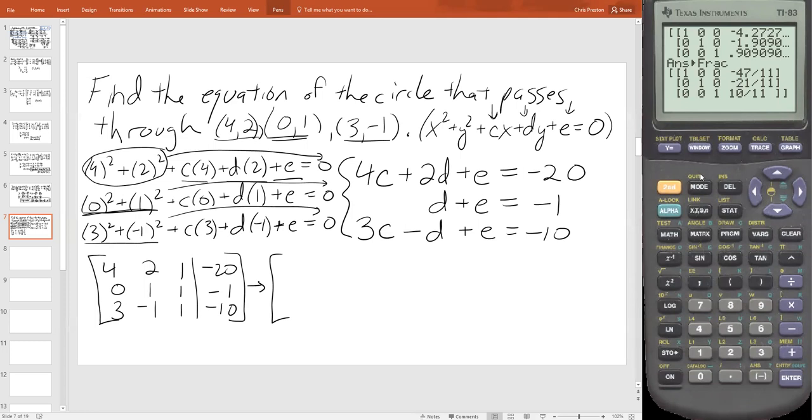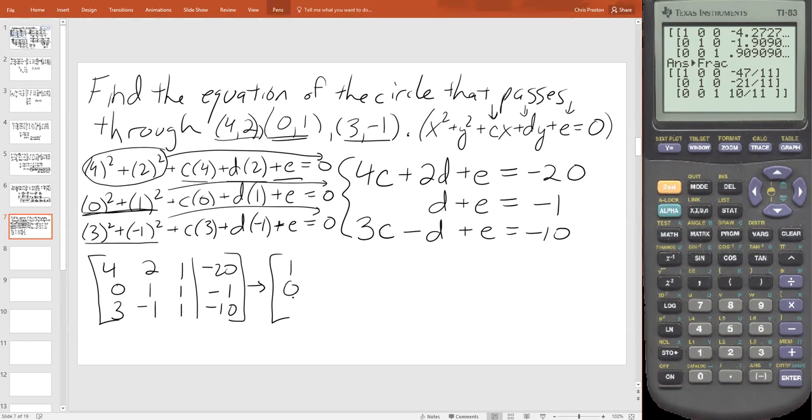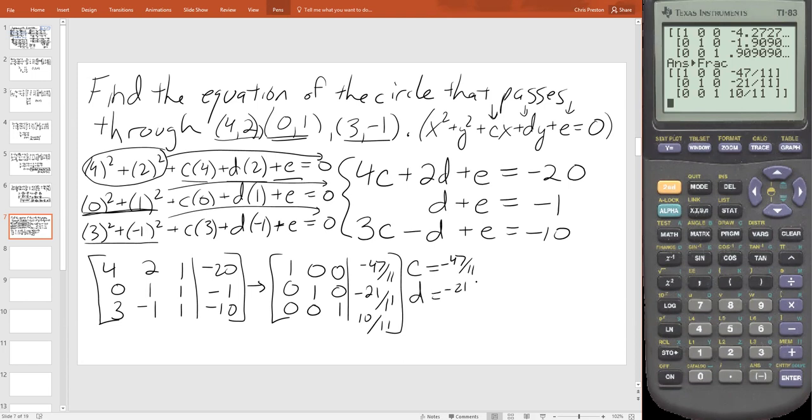So there we go. All right, so we did get answers. They're not pretty answers, but we did get answers here. So we got 1, 0, 0. Again, you need to show this work when you're doing your homework. You know, what did you get as an answer from the calculator? Okay, so that means C has a value of -47/11. D has a value of -21/11, and E has a value of 10/11.